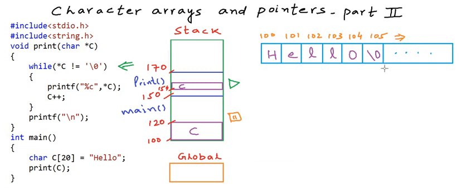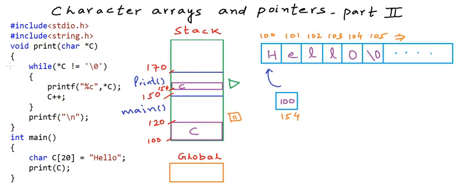The sixth character is a null character, and the first 5 characters are the characters of the word hello. Now we have this other guy, which is C of print, a character pointer at address 154 that stores address 100, so it points to the first element of the array.